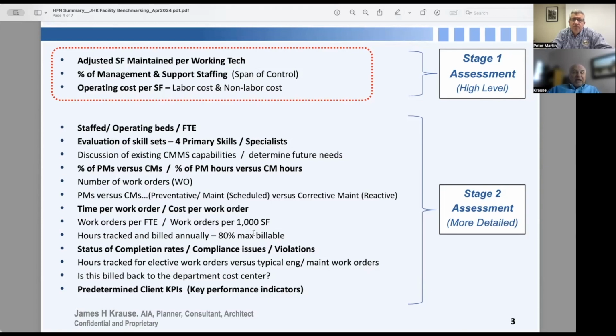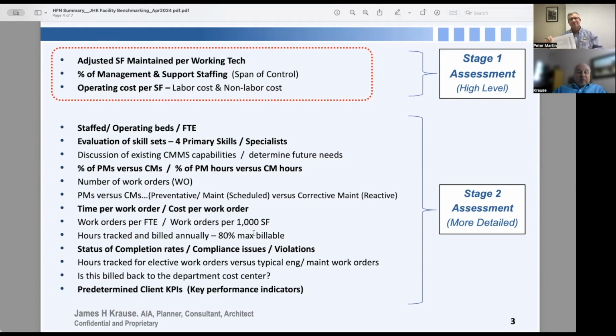Then we apply the adjusted square foot number to that, the normalized square footage, and we come up with a very realistic ranking of how they are performing. And again, separate from the management and support staff getting in the span of control, we want to look at that on a separate basis, since they are not the ones doing work orders.